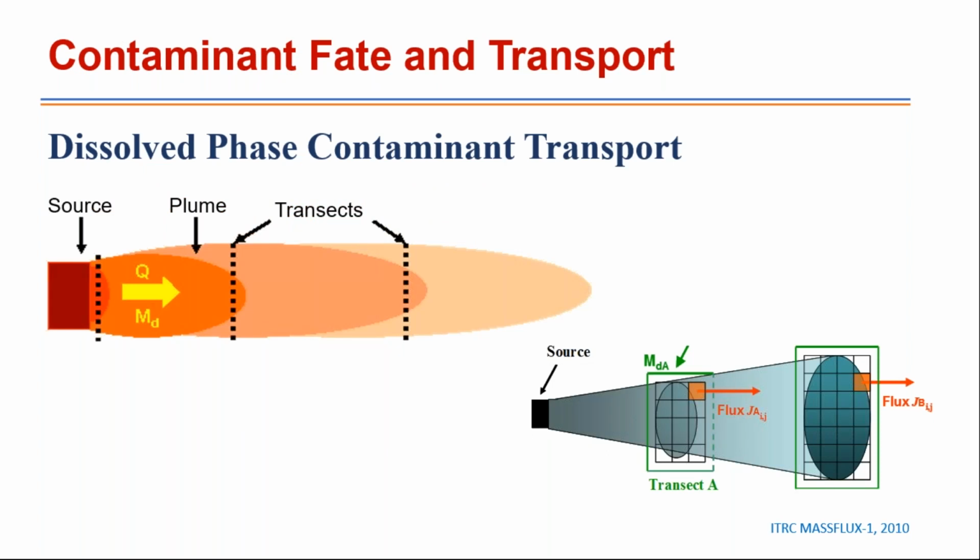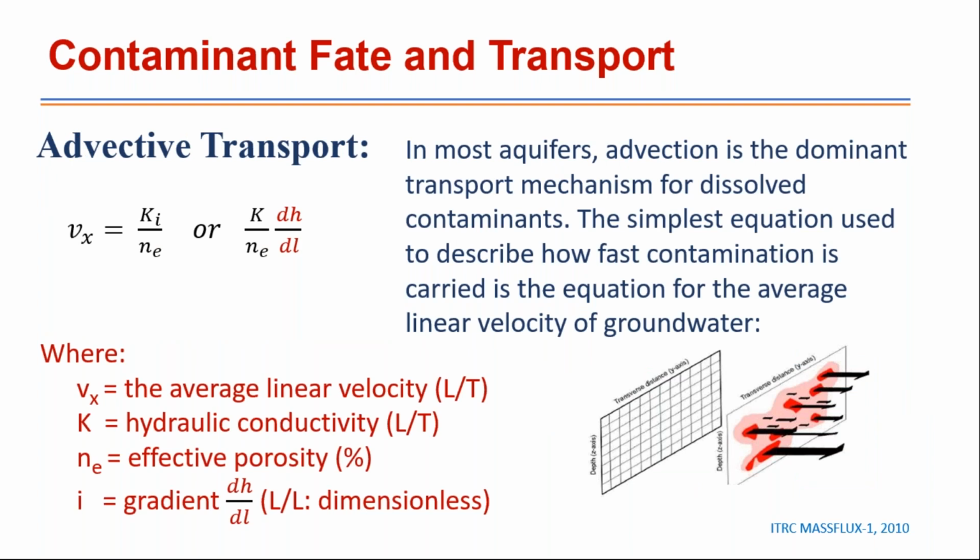So here are just a couple of pictures to give you an idea. In most aquifers, the advection, the physical movement of the contamination in the water, is the dominant mechanism for dissolved contaminants. And the simplest equation to describe how fast contamination moves is to look at the average velocity of the groundwater. If your average linear velocity is 10 feet per day, your contaminant might move 10 feet per day. But you need to throw in the effective porosity. It's important to maintain that and understand your conductivity. And it's also driven by the head. So the higher the head, the more velocity you're going to have.